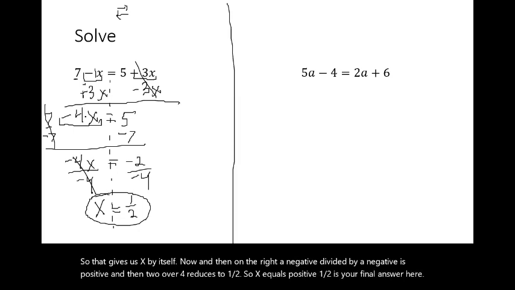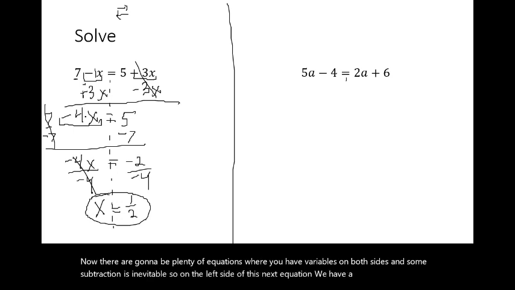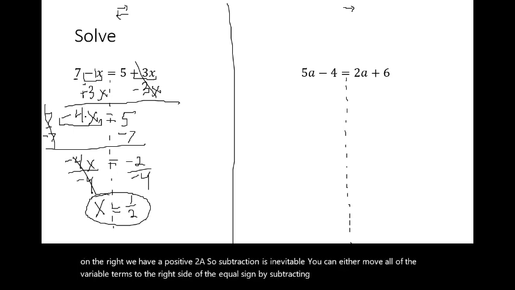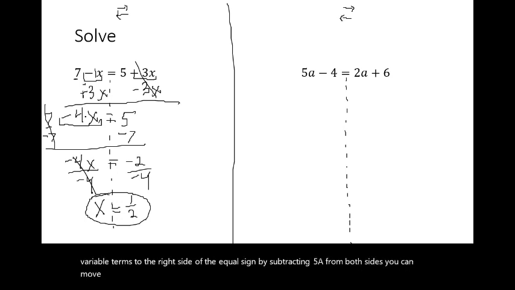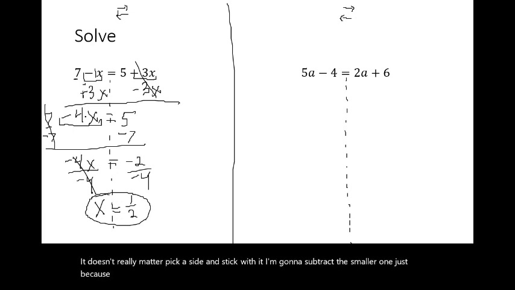Now there are going to be plenty of equations where you have variables on both sides and some subtraction is inevitable. So on the left side of this next equation, we have a positive 5a, and then on the right, we have a positive 2a. So subtraction is inevitable. You can either move all of the variable terms to the right side of the equal sign by subtracting 5a from both sides, or you can move all of the terms to the left side of the equal sign by subtracting 2a from both sides. It doesn't really matter. Pick a side and stick with it. I'm going to subtract the smaller one just because I want to avoid a negative, but that's not necessary.